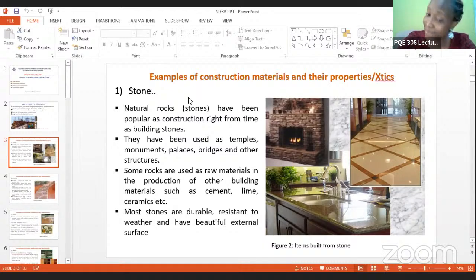It's very expensive because it's for luxury. It's luxurious, so it's very, very expensive. Another example of metamorphic rock is slate, which is made from compressed clay or shale. Those are some of the properties of stone. So let's look at another example of a construction material.